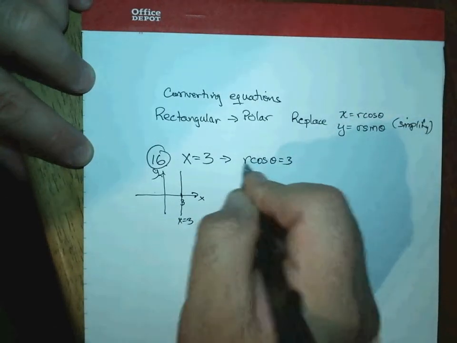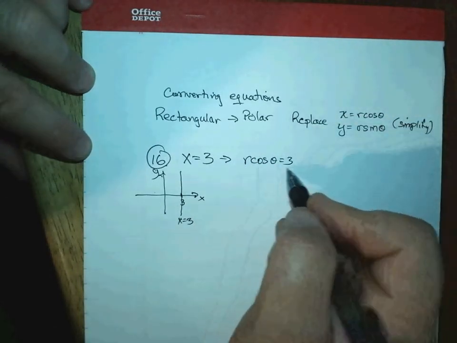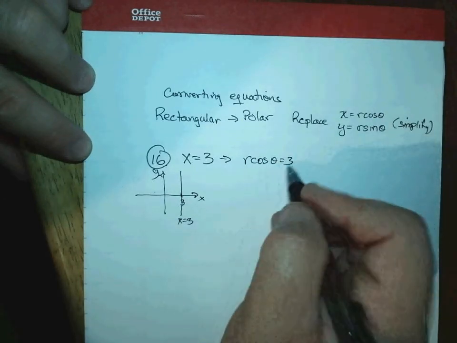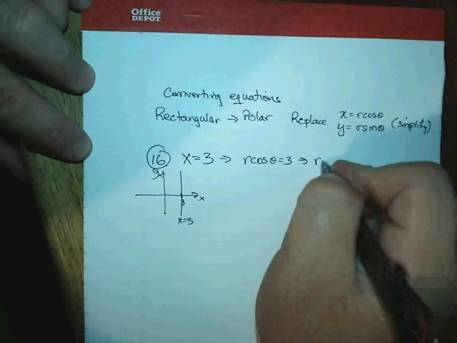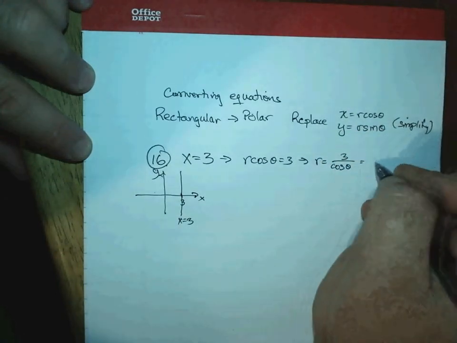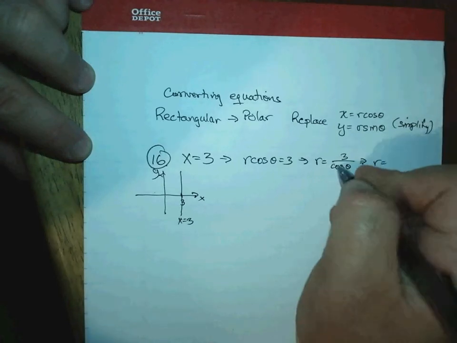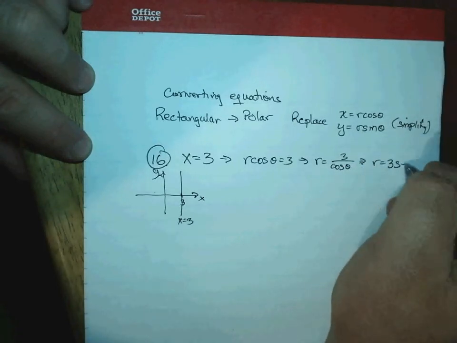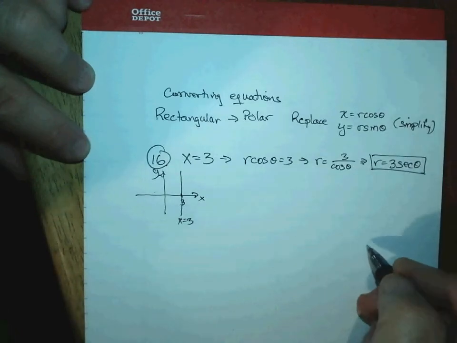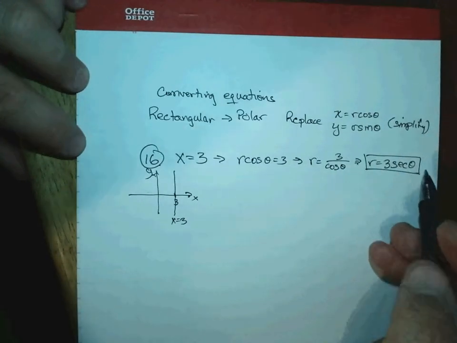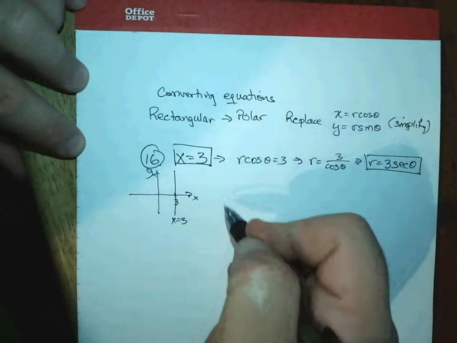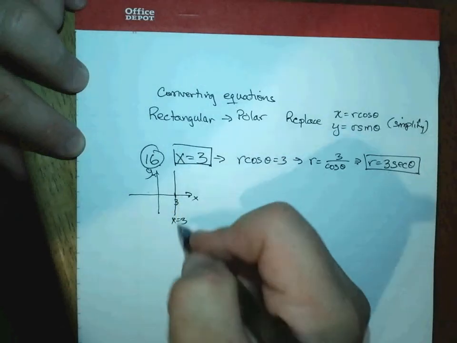So wherever I see an x, I replace it with r cos theta. And so the equation written in polar coordinates looks more difficult, doesn't it? It's r cos theta equals 3, which you could then rewrite. You could divide by cos theta, and then realize that the reciprocal of cos theta is sec theta. So that would be a way to write a simplified version of this, which certainly doesn't look simple at all, does it?